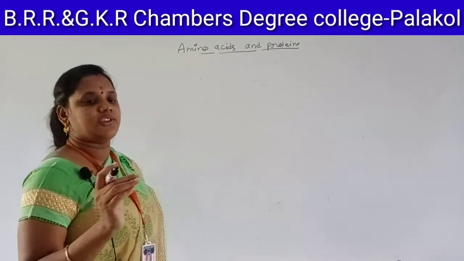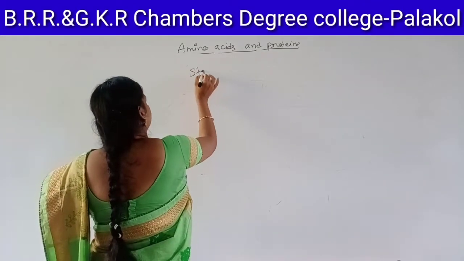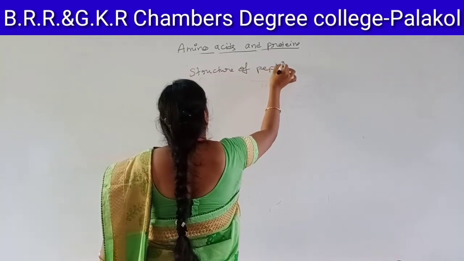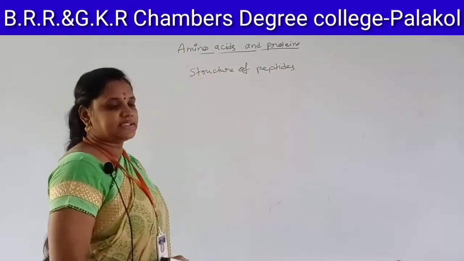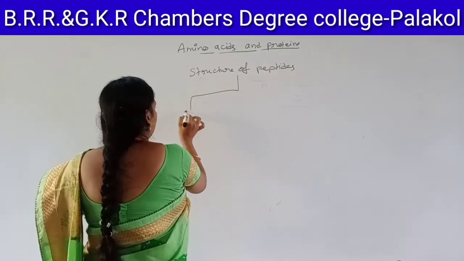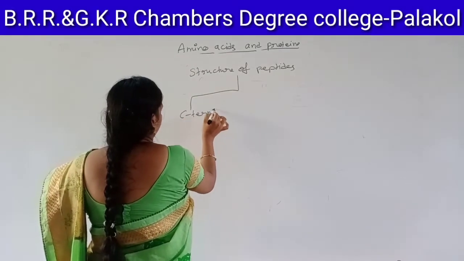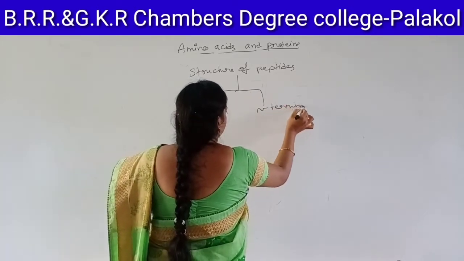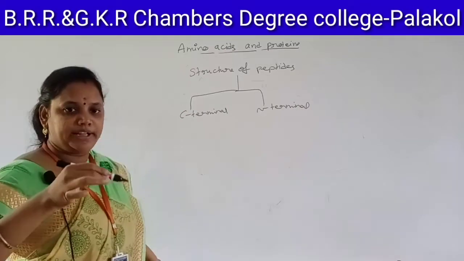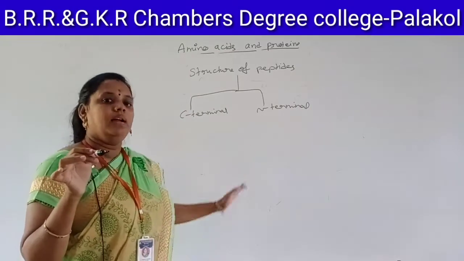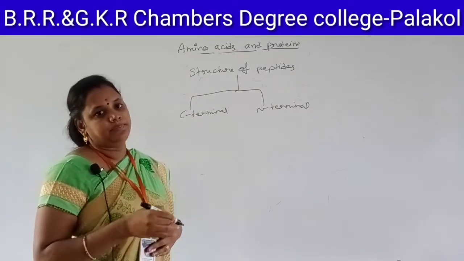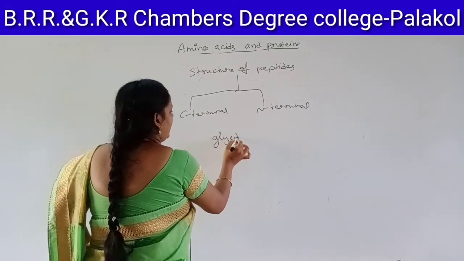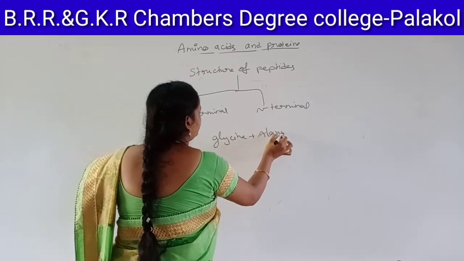Next concept, structure of peptides. The structure of peptides can be said as we have C-terminal and N-terminal. Structure of peptides can come under two categories. One is C-terminal and the other one is N-terminal. Let me explain. First, if you take glycine and add alanine to that.